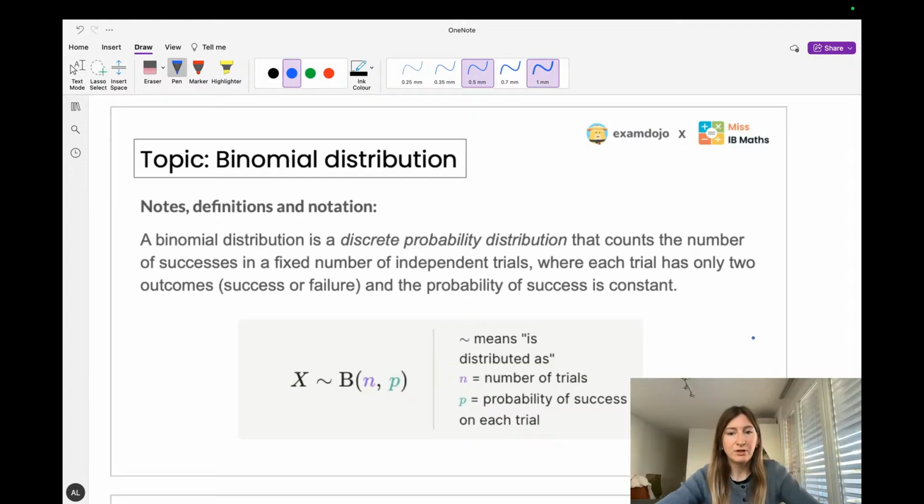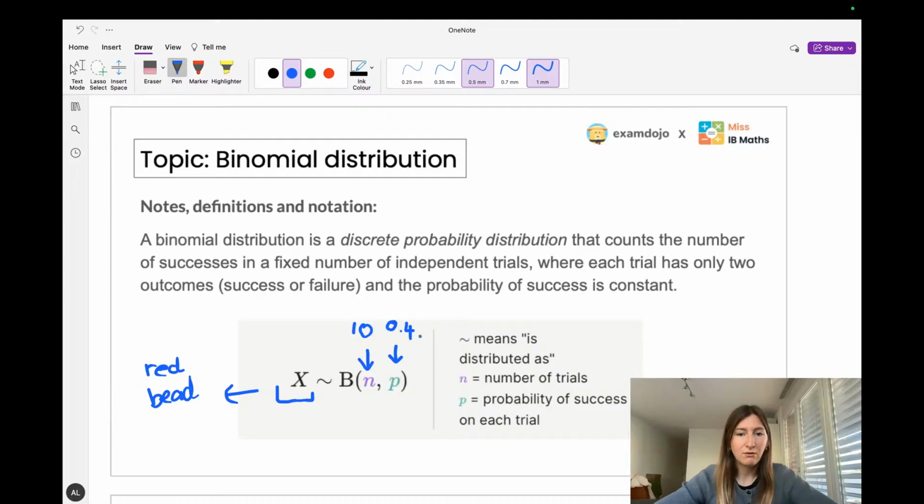Just a bit of notation. We say X, our variable. In the previous example, that variable X, the chance of success, was drawing a red bead. Then the little squiggly line says it is distributed. So our variable X is distributed, B for binomially, as opposed to N for normally, with n being the number of trials. In the last one, we had 10 beads, so n would have been 10. And p is the probability of success, because we're interested in success, and that was 40%, or 0.4. So all of these things make a binomial distribution.